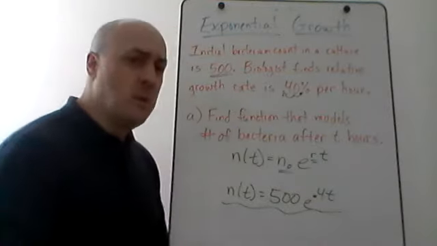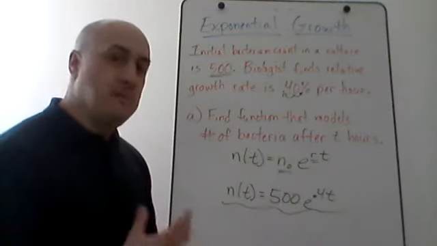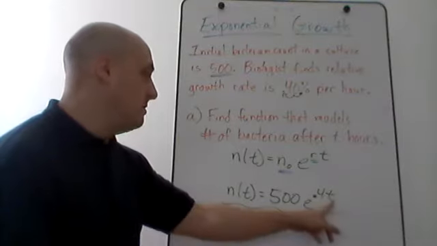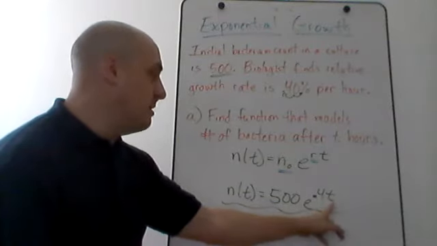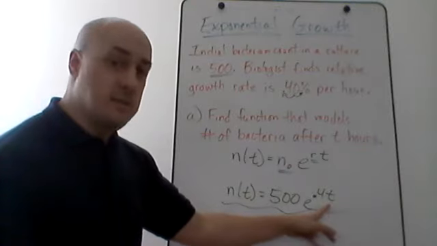All right, and just a quick note on why the initial amount goes here. If you think about it, if I go to my model and plug in T equals 0, I would have e raised to the 0 power. What's anything raised to the 0 power?